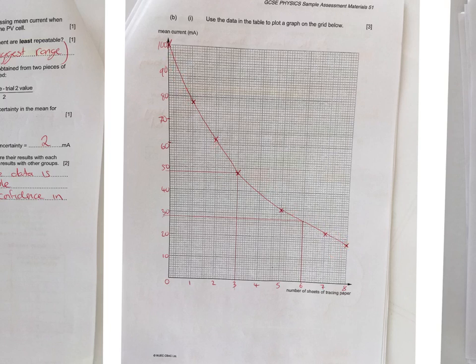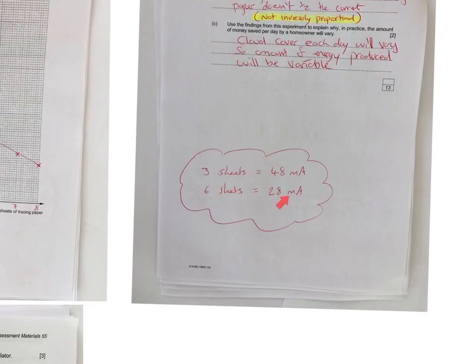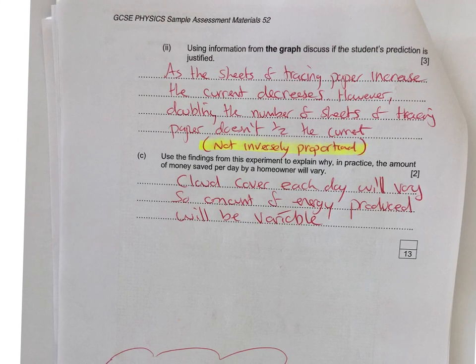It is inverse because as one gets bigger, the other one decreases or gets less. But I'm just going to take 2 values here. I'm going to take 3 and 6. So if you double 3, you get 6, and I'm going to just take the mean current. And you can see already that if I double the one, I'm not going to half the other or double the other. These I can show there. So 3 sheets 48 milliamps, 6 sheets 28. So I've just said they're not inversely proportional there.